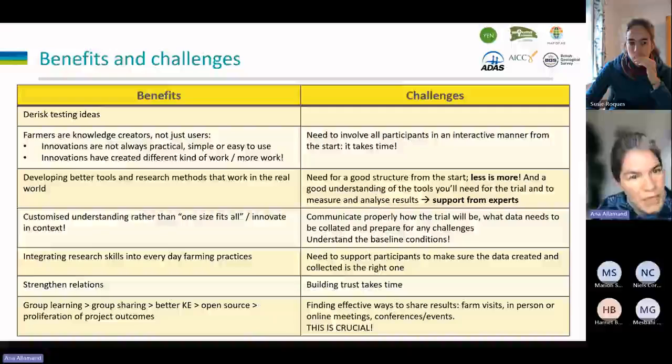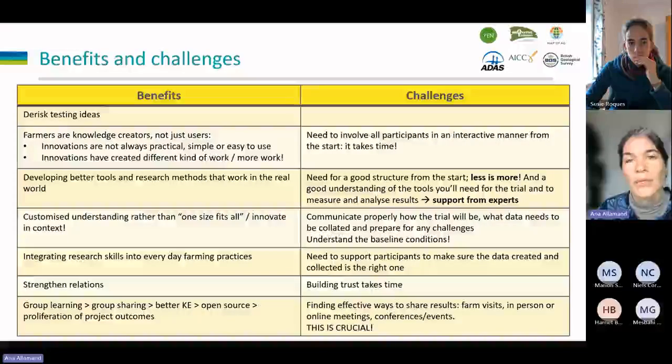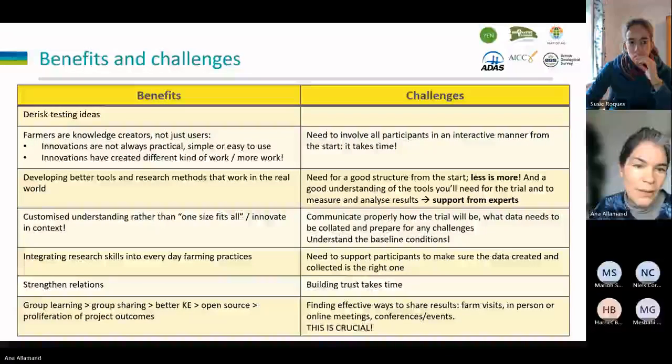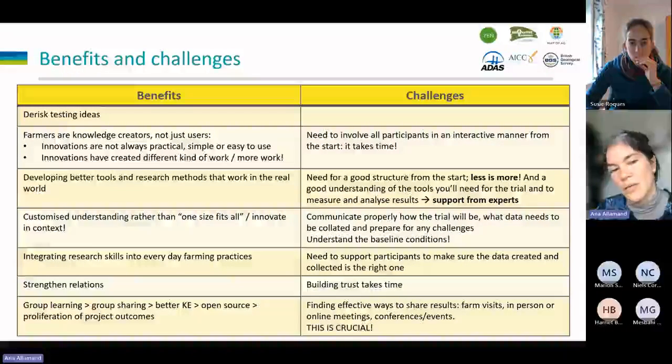And I would say that's the main benefit of on-farm trials, is that you're actually testing in real life, and that really helps with uptake afterwards, but also makes sure that what you're testing is actually going to have an impact. And it also addresses the one size fits all, which is one of the big pitfalls in research, especially when it comes to agriculture.